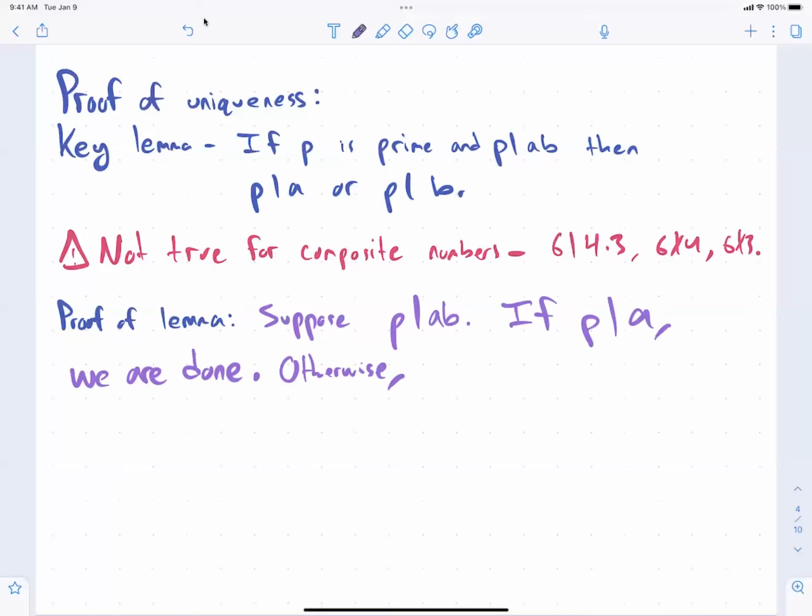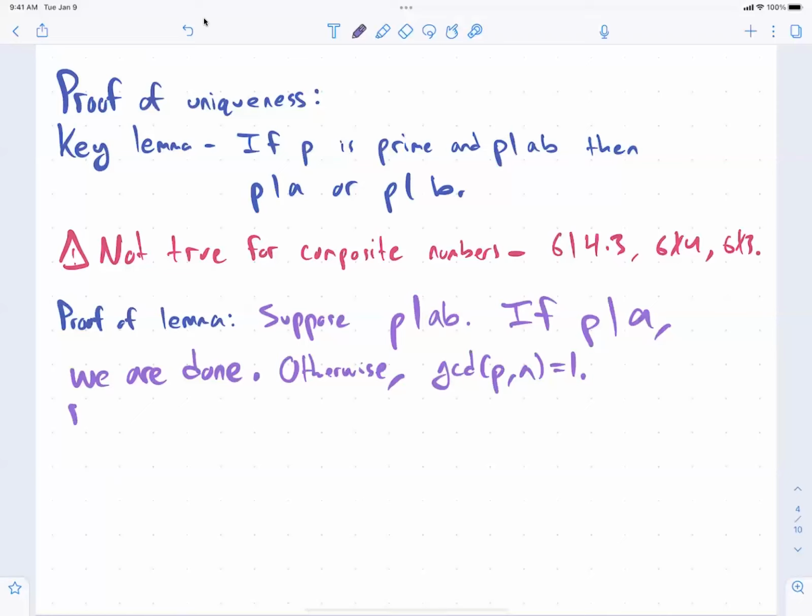well, I claim if P doesn't divide A, then the GCD of P and A is going to be equal to 1. Why? Well, the GCD of P and A is going to be a factor of P, so it has to be 1 or P. But if P doesn't divide A, it can't be P. So the only other option left is 1. Okay, so the GCD of P and A is 1.